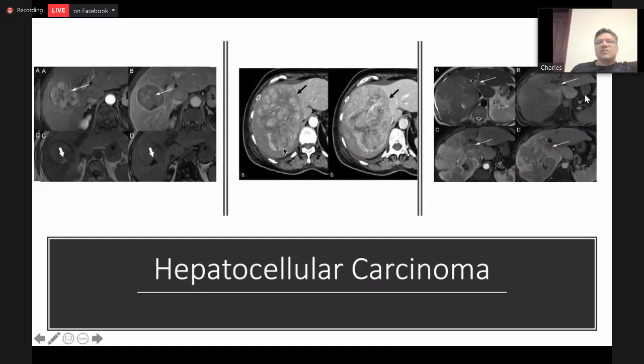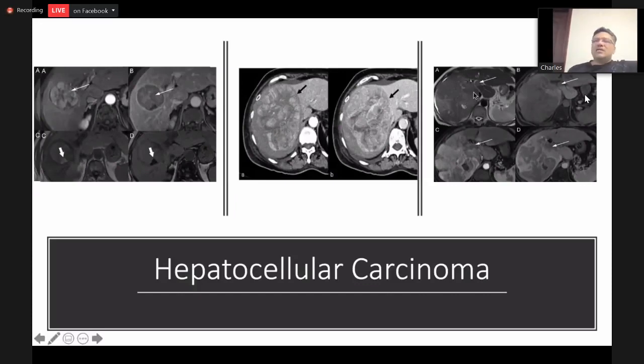And this is another feature of hepatocellular carcinoma that's called the mosaic pattern. You can see that in the venous washout phase, there are necrotic areas in between, and there's a lot of fibrosis in between, and it gives a mosaic pattern. So if you see a mosaic pattern, then that's likely to be a hepatocellular carcinoma.